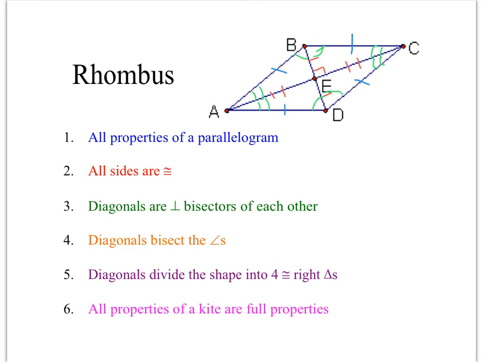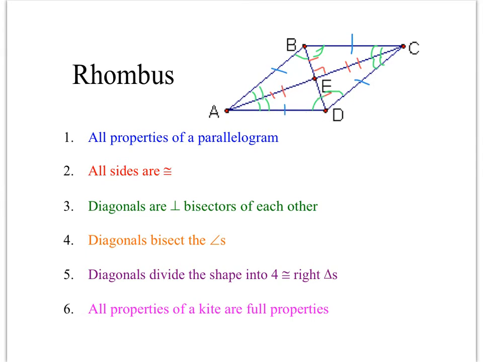Number 5, the diagonals divide the shape into 4 congruent right triangles. So in other words, this triangle right here, let me get my pointer again, this triangle right here is congruent to this triangle right here, and they're all congruent. You can see now either by side, side, side, or we can do side, angle, side, we can do HL. All 4 of these right triangles are going to be congruent.